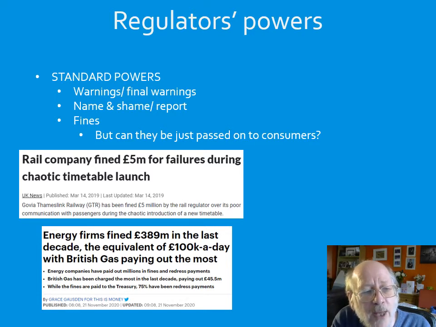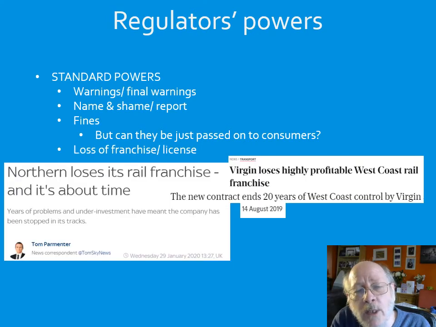So, for example, there you can see that Govia Thameslink have been fined £5 million over its poor communication with passengers, so that would have been a quality standard. And energy firms have been fined £389 million in the last decade, the equivalent of £100,000 a day for failing to do what the regulator has asked them to do. Ultimately, they could lose their franchise or license to operate.